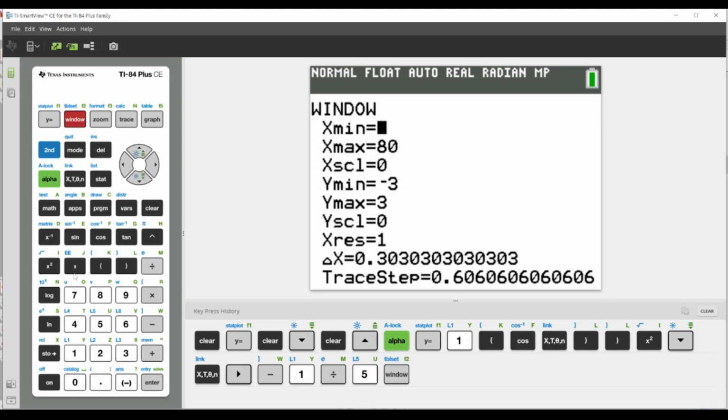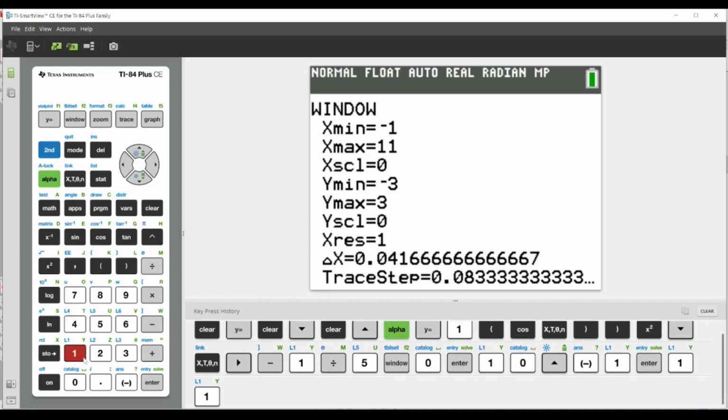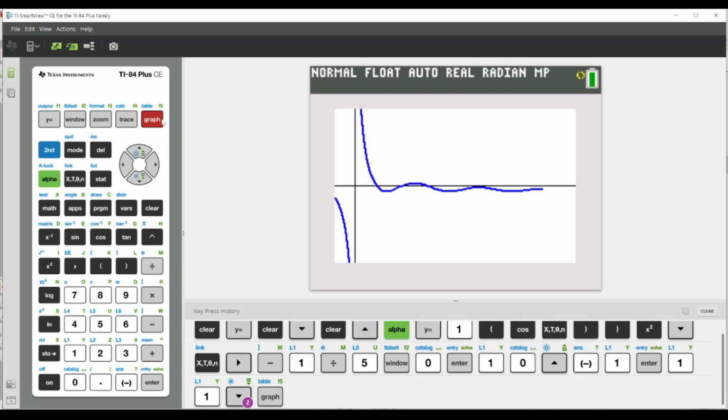Now I'm going to my window. We're only interested from 0 up to 10. Now, there's something to be said for doing from -1 to 11, just so that if something significant does happen at 0 and at 10, then we'll actually be able to see it rather than being on the very, very, very edge of the screen. Now, as far as my y, I don't care how high and low. All I care about is where this hits the x-axis. So I'm going to go ahead and leave that y min and y max right there, and we're going to go ahead and graph it.